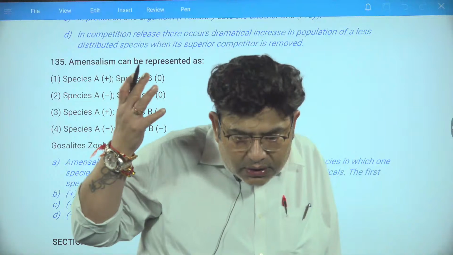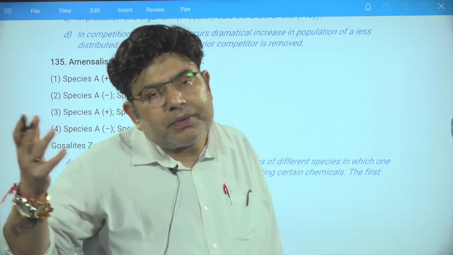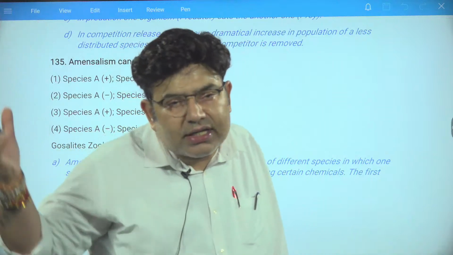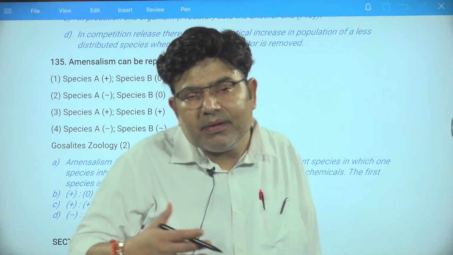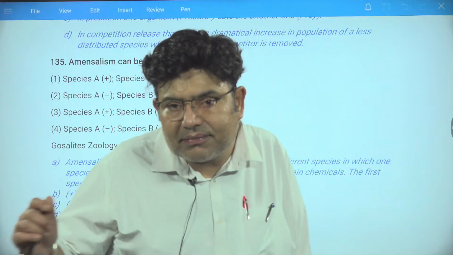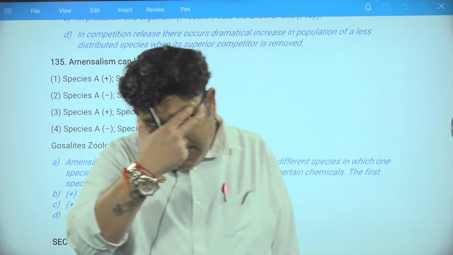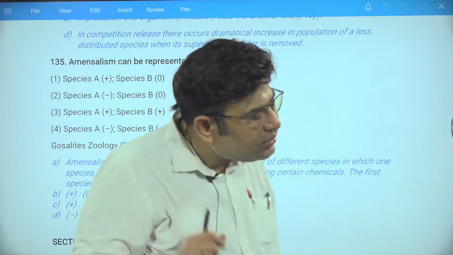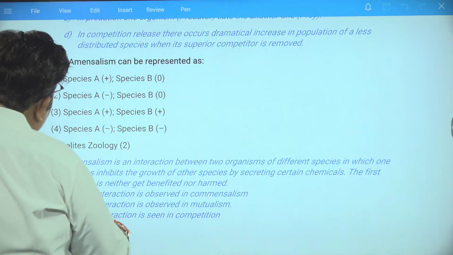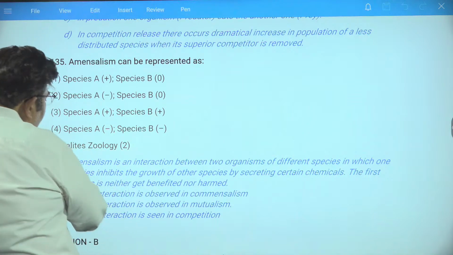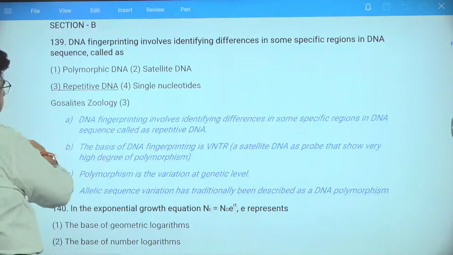So all examples of antibiosis, where we obtain antibiotics from the natural environment, are examples of amensalism. Am I clear to you? You understood? Amensalism means there is no apparent advantage to one species, but the other species is harmed due to the presence of the first species.